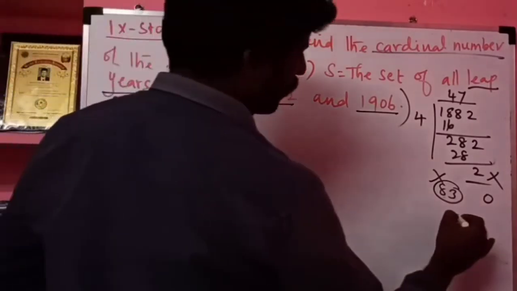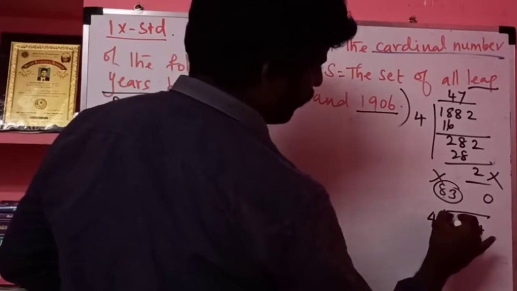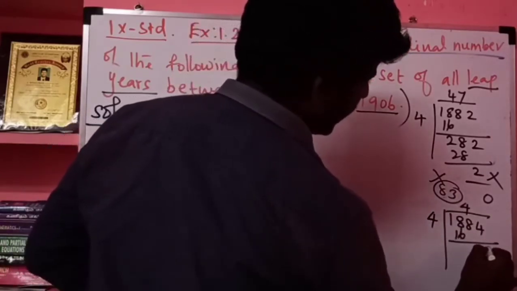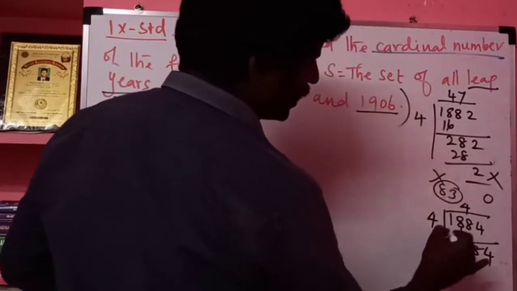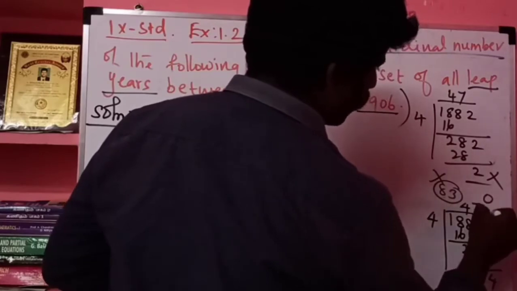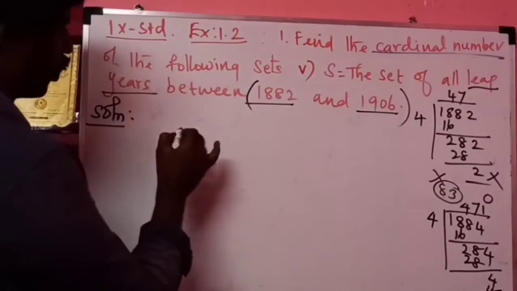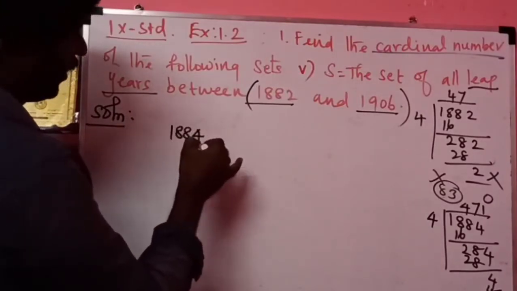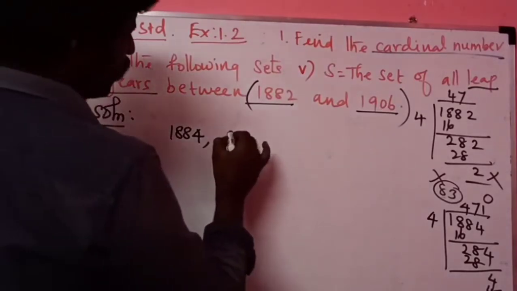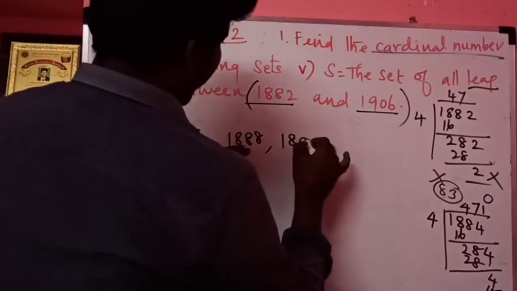Next we check 1884. Divide 1884 by 4. 4 4s are 16, this is 8, 4 and this 2. 7 4s are 28, remaining 0 and this 4. 1 4 is 4. Remainder 0 will come. So 1884 divides. Just keep adding 4 each time. So 1884, then 1888, then this is 1892.